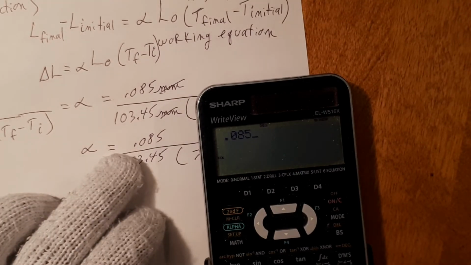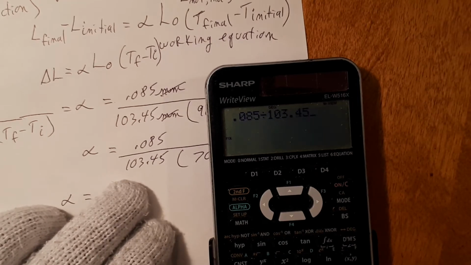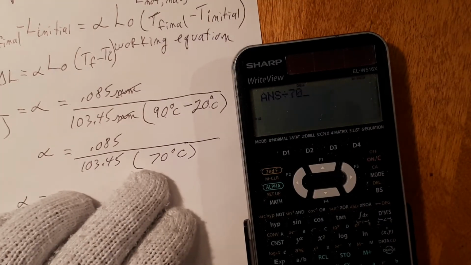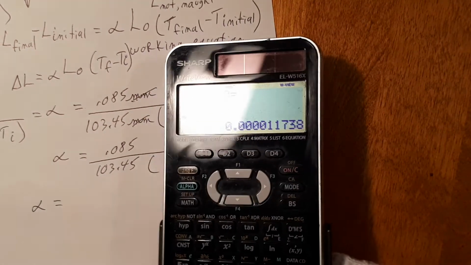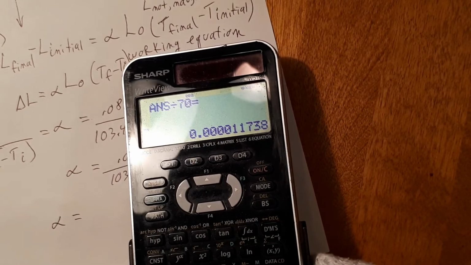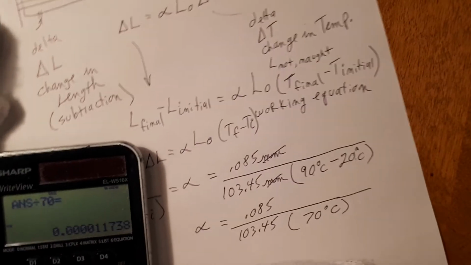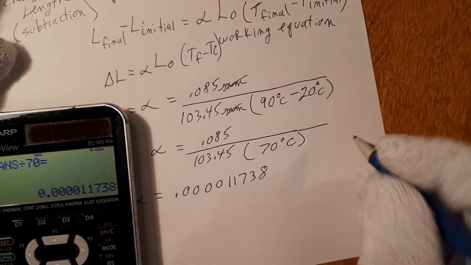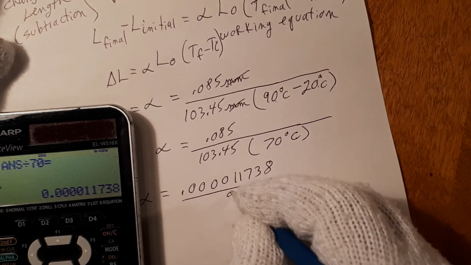0.085 divided by 103.45 equals, and divide that by 70 equals. Here's my value for alpha, 0.00. I'm going to write that down: 0.000011738. And the units left over are degrees Celsius in the denominator, per degree Celsius.